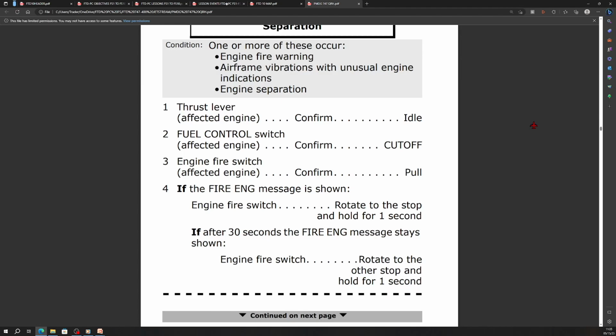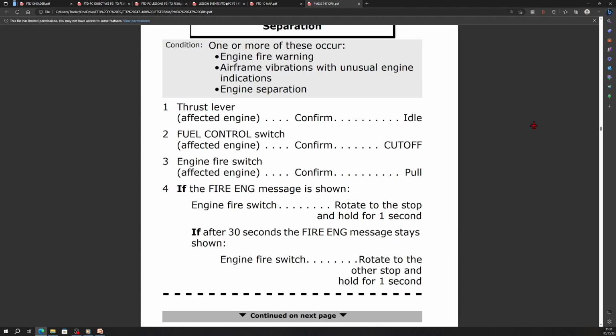So we'll pull that, and then you wait a second or two just to see if the light extinguishes. If it does not extinguish, then you're going to rotate to the stop and hold for 1 second. Doesn't matter which way you rotate it. And again, you have to rotate it all the way to the stop, which is that last little oomph.